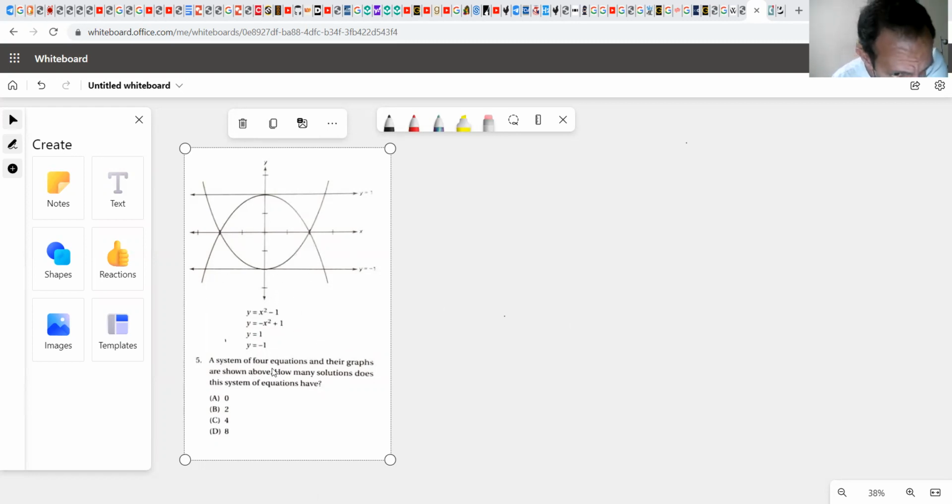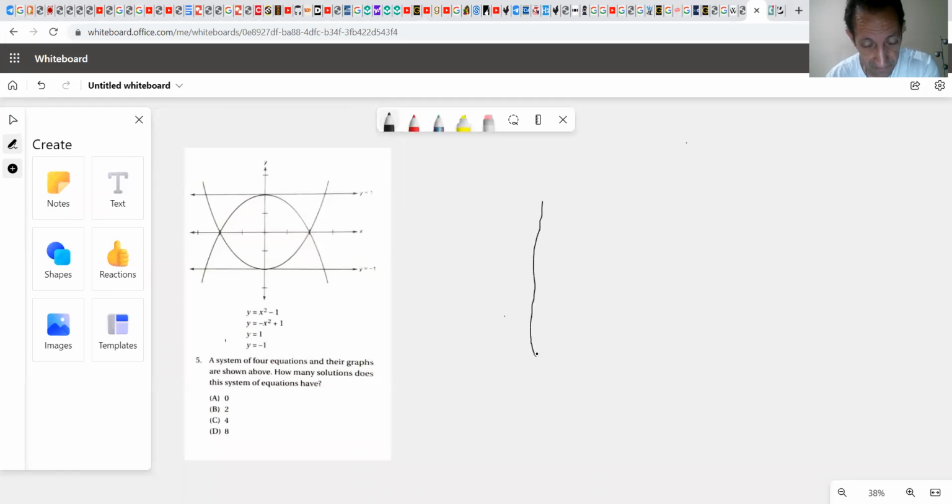It says a system of 4 equations and their graphs are shown above. How many solutions does this system of equations have? In order for there to be a solution, all of those graphs would have to meet in the same place, right? So to give you an example of something where there were 4 graphs meeting in one place, I'll just do a simple example here.